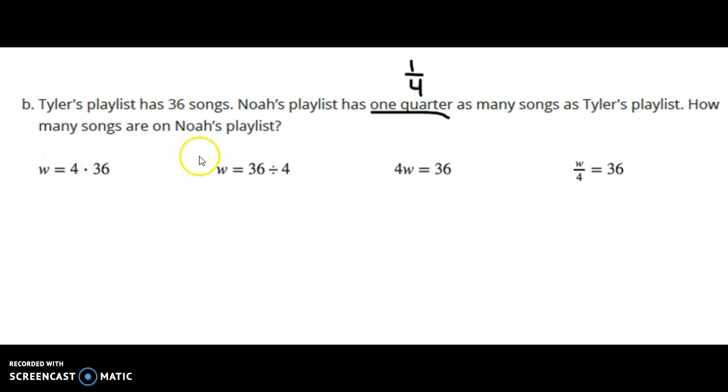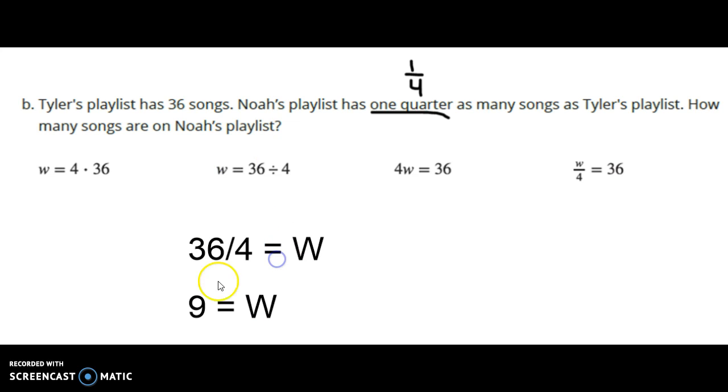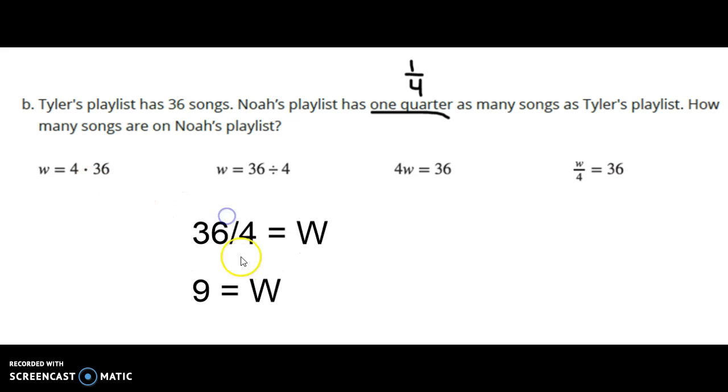I'm looking at the variable they use and it's W. So I know that if I take 36 and I divide it by 4, which is the same thing as 36 times 1/4, I'm going to end up with W. And I could even solve it. I know that 36 divided by 4 is 9, so 9 should turn out to be W. If 9 doesn't work, it's probably not correct.